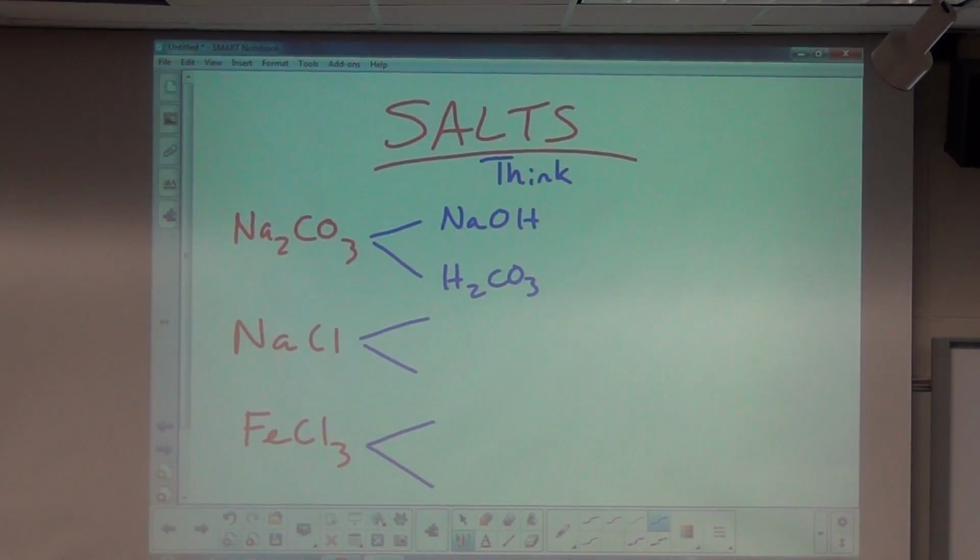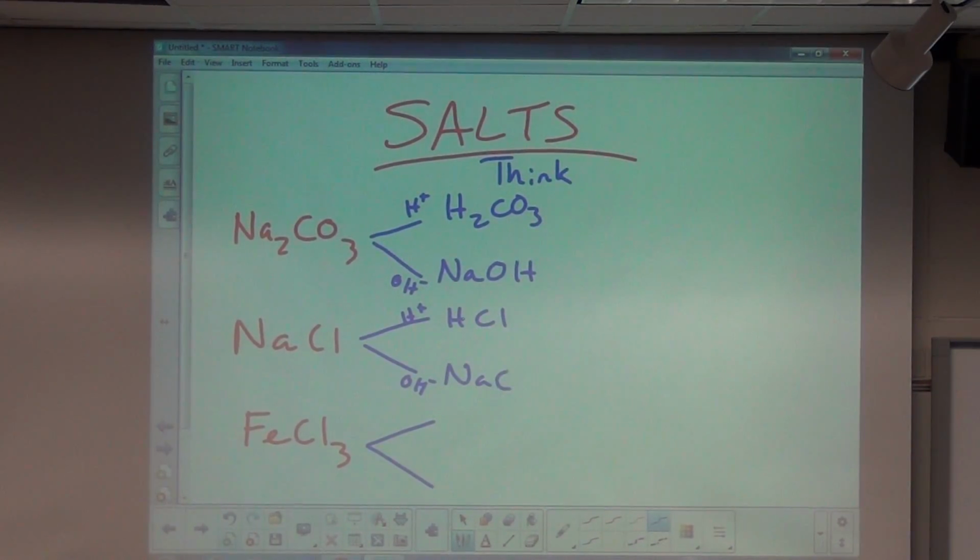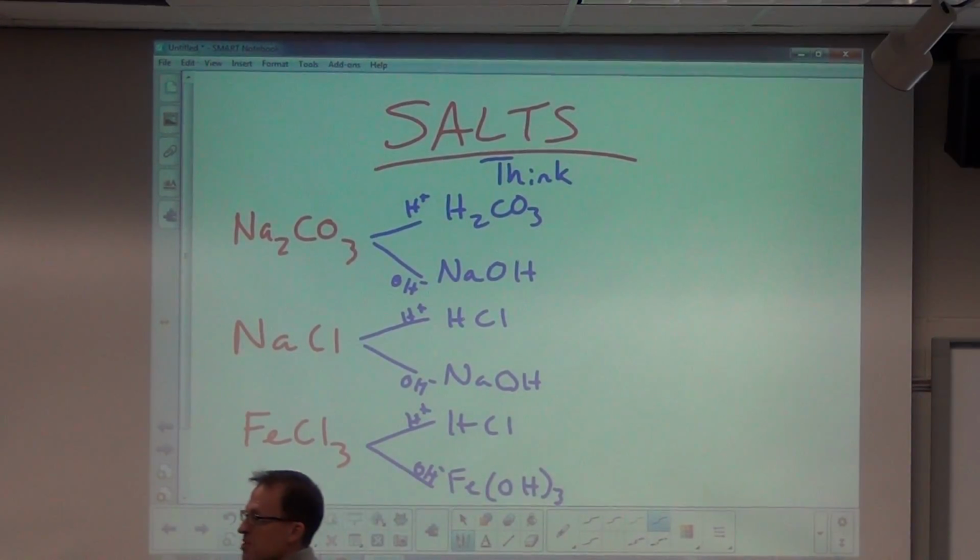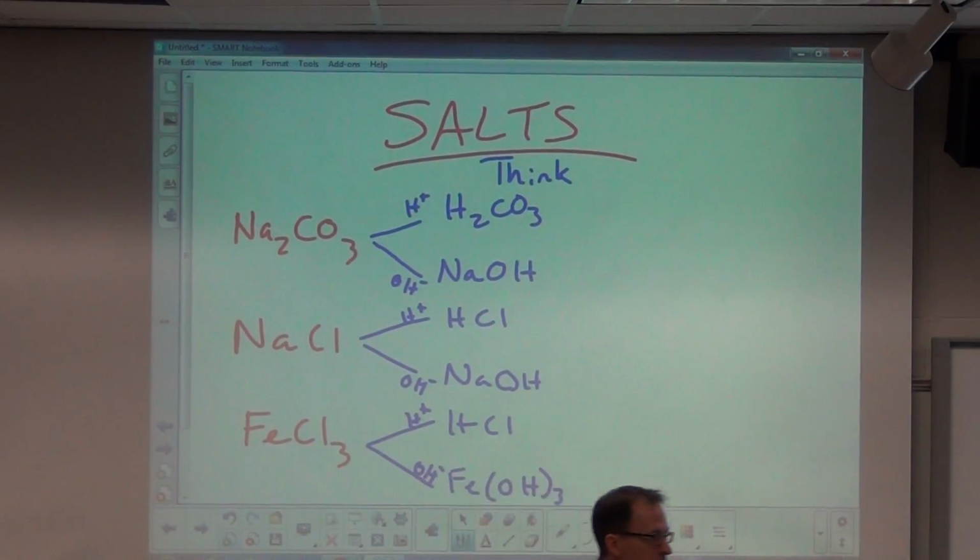Each one of these, I'm going to split this. I'm going to do an H plus or an OH minus. An H plus, this is just what you think about. So this would be HCl, this would be NaOH. This would be HCl, this would be FeOH3. Okay? What am I doing? I'm putting the H plus onto the anion, I'm putting the OH minus on the cation, right? The positive and the negative, the positive and the negative. This is just what you need to think about.